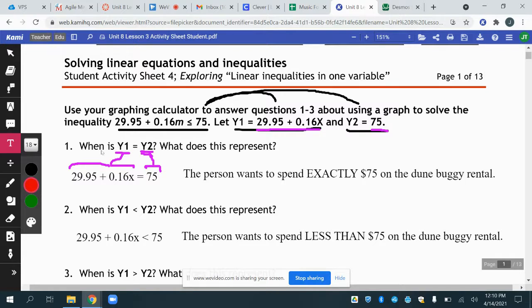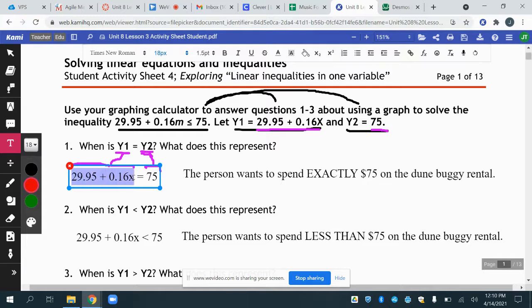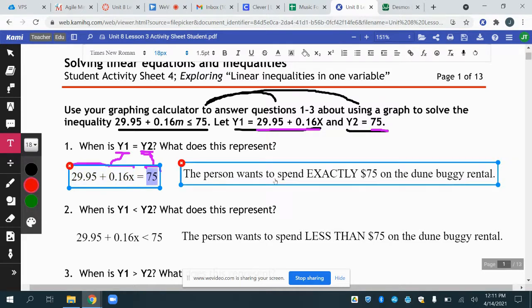So if I want to find out what y1 equals y2 is, the trick is I find out what y1 equals and I plug that in. I find out what y2 equals and I plug that in. This is what that's referring to. The amount that he gets charged equals $75. The formula tells how much you get charged, makes $75. So this is when the person wants to spend exactly $75.